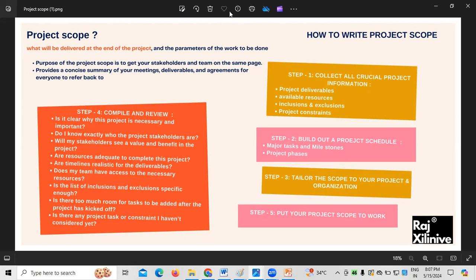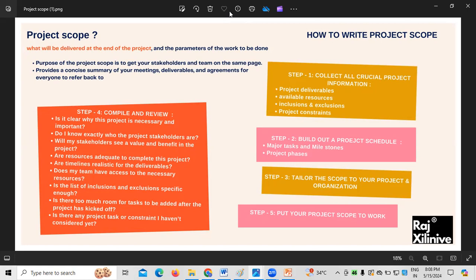You can take a screenshot. Yeah, I just did. Okay, so these are the things you have to do if you want to define the scope of the project.